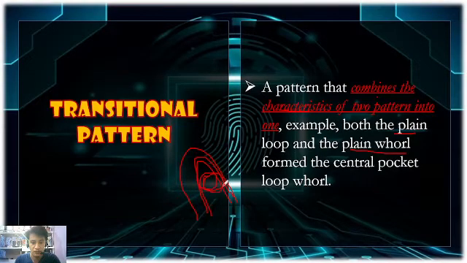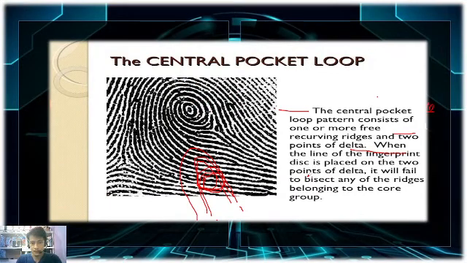So ano yung nabuo nila? Usually ang mabubuo dyan is again central pocket loop whirl. So that is also termed as transitional pattern. The only difference with composite pattern is it doesn't necessarily require that it has two deltas and two cores. So that is transitional pattern and composite pattern. We are going to have more of that on the classification, when we are already in the fingerprint patterns. So that's for now.